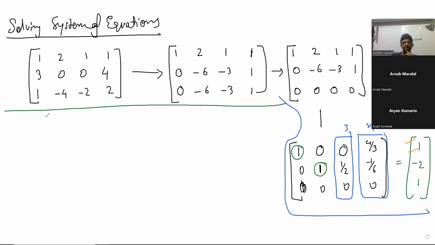Suppose A is an m by n matrix. So this is equation 1.